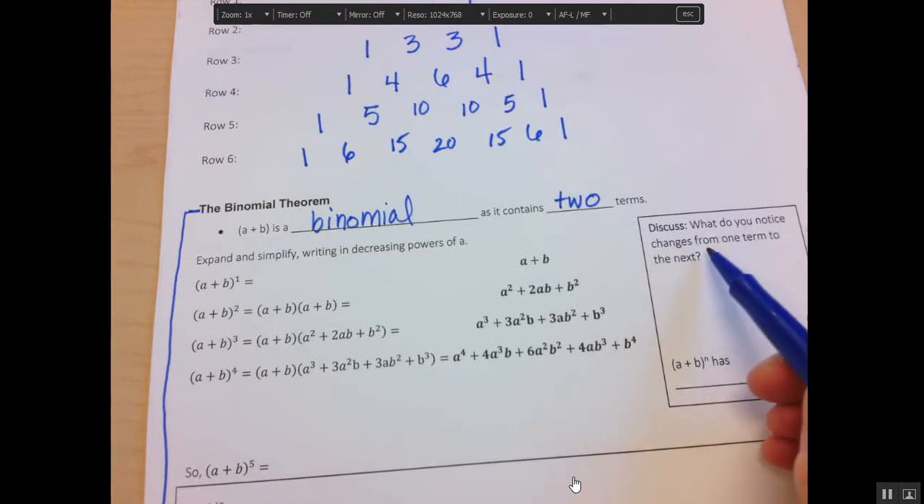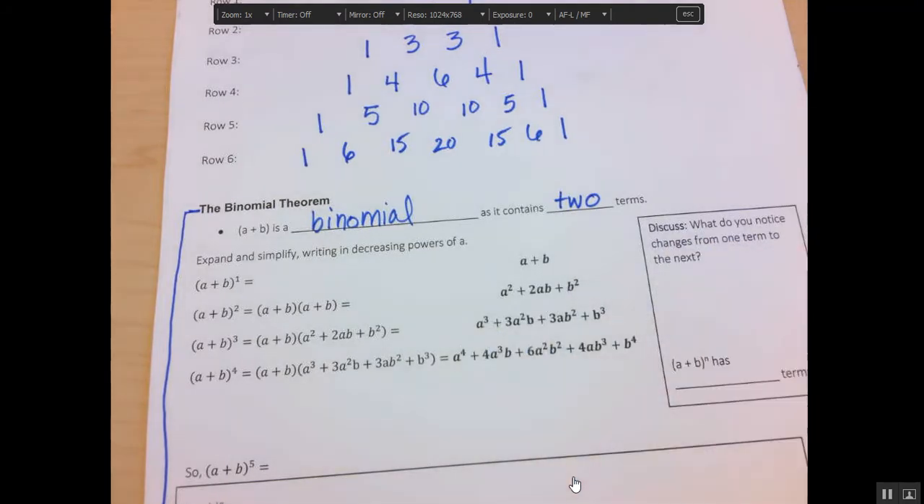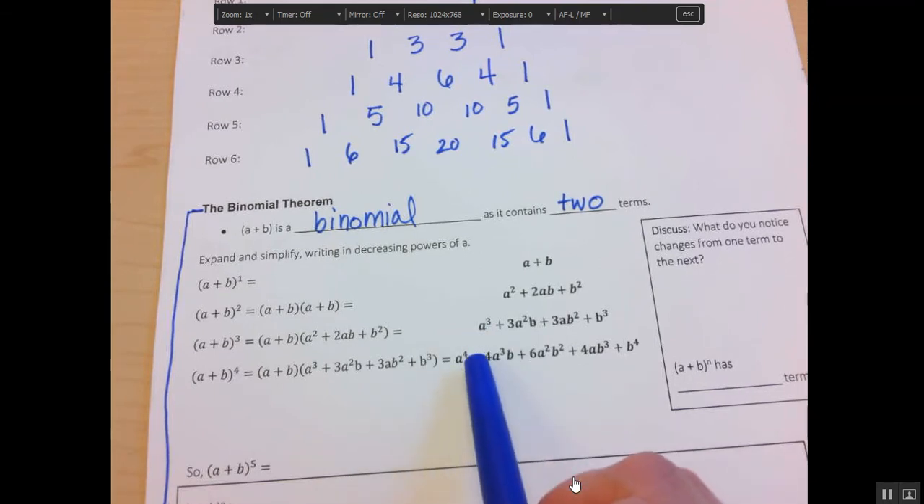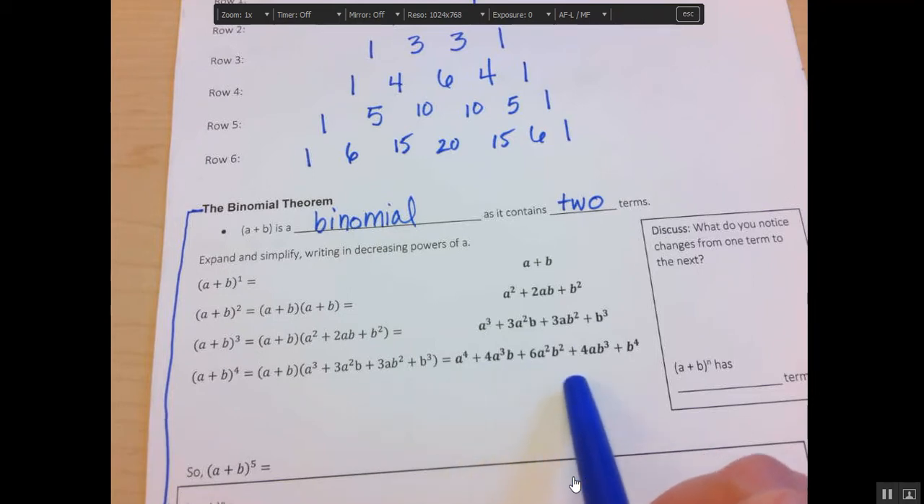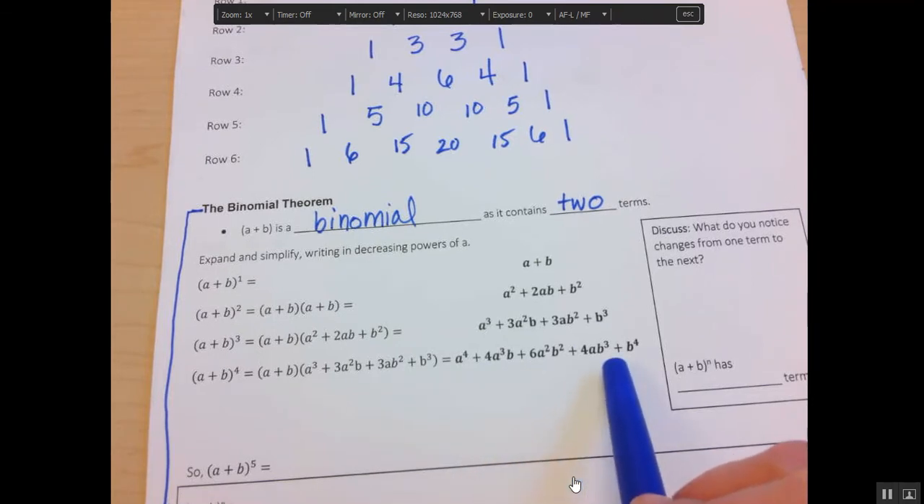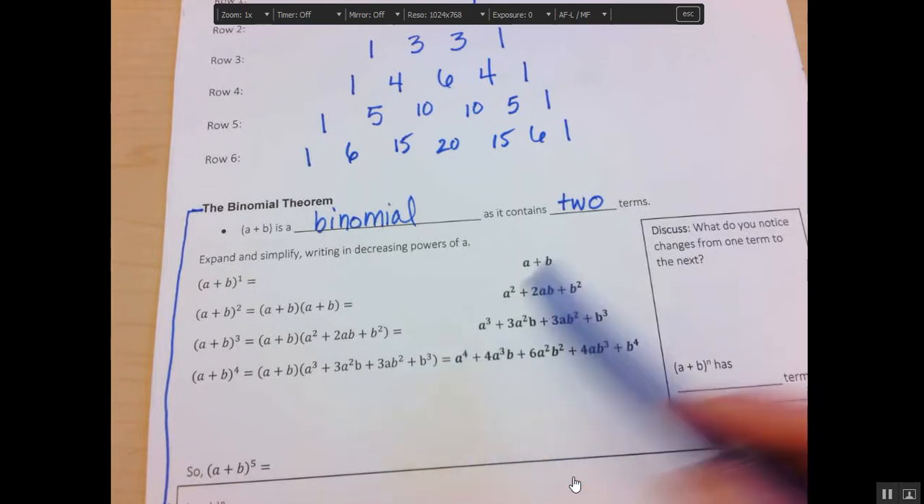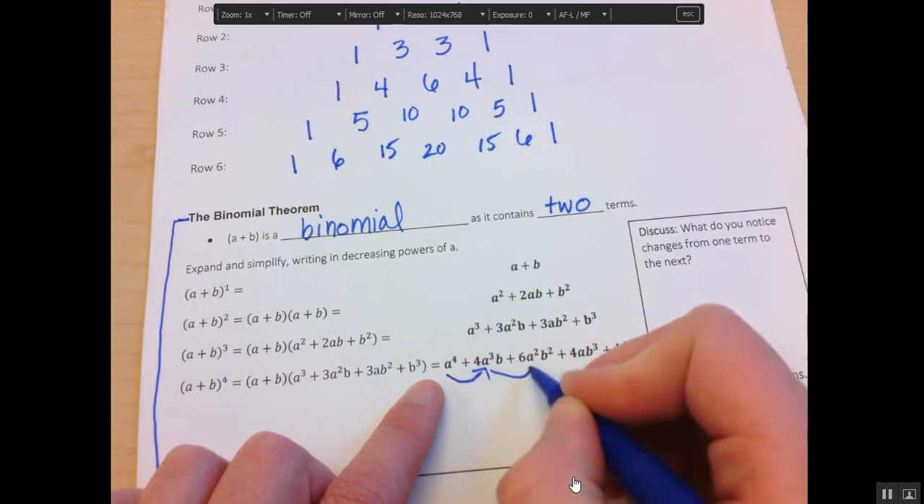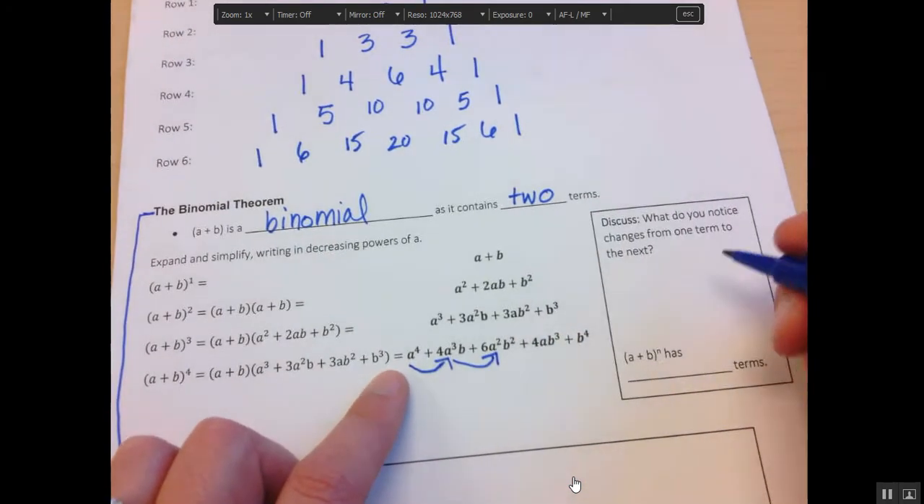What do you notice changes from one term to the next? So if I'm going from this term here to this term here, to this term here, to this term here, what's happening to my a values? Okay, Courtney says the a values are decreasing. Does that make sense? A to the 4, a to the 3, a to the 2. What's happening to the b values? Increasing. Good. So as we go from one term to the next, we are losing an a and we're gaining a b.